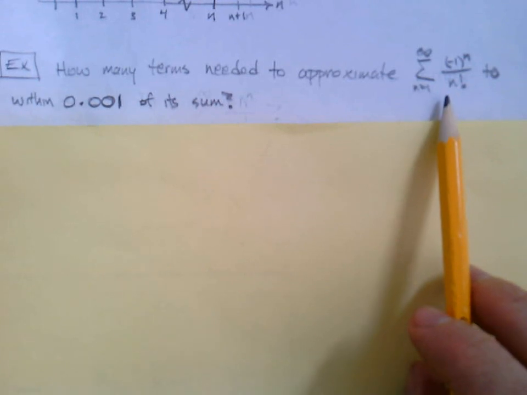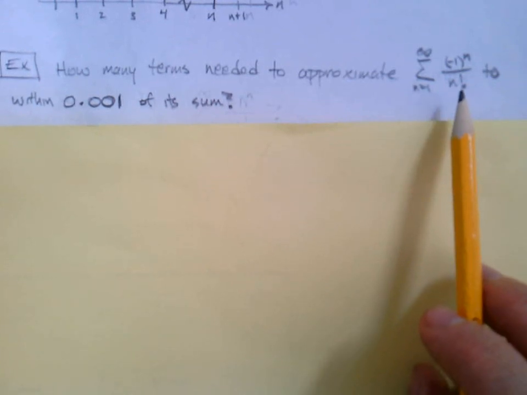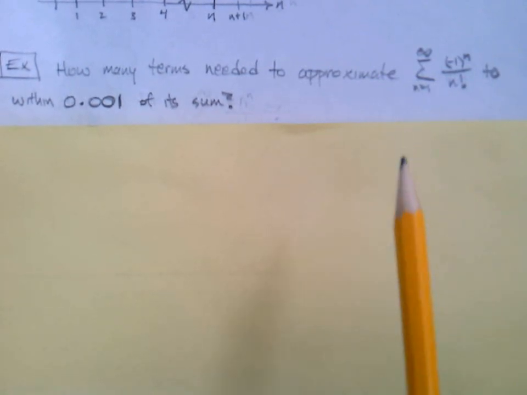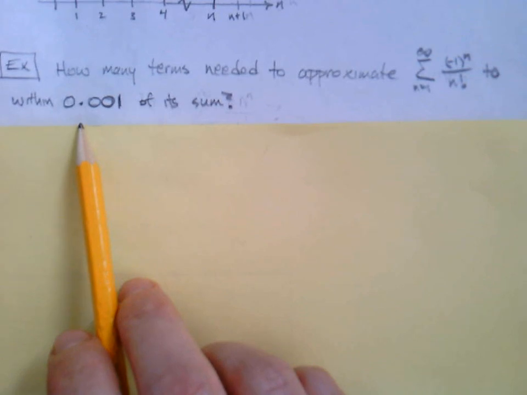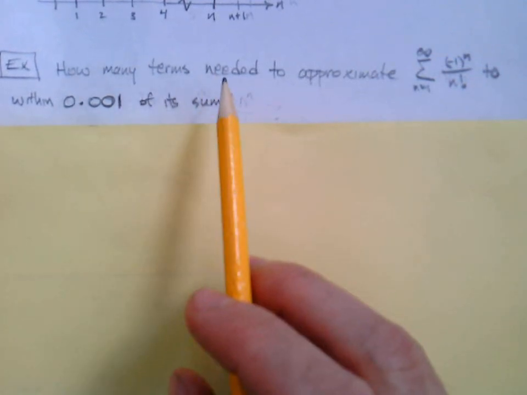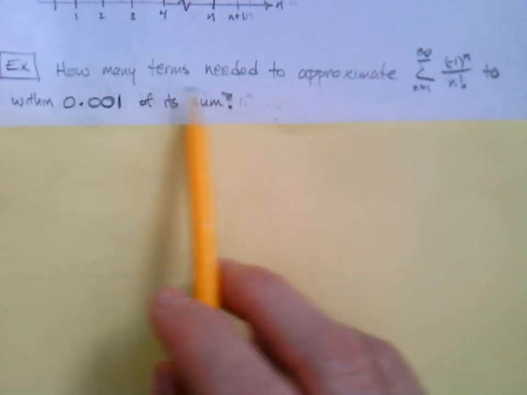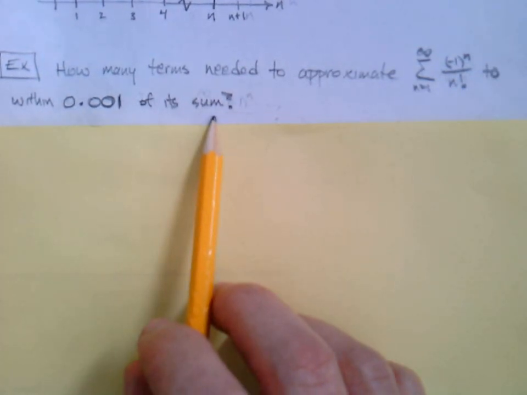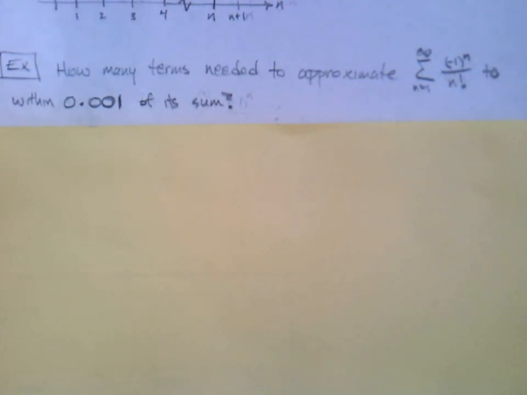If I was to apply the alternating series test, it would converge. That's really not said here. It should have been. But that's going to converge. So how many terms do I need? 10, 20, 100? How many terms of this do I need so that it comes within 0.001 of its actual sum? Then we could add up those terms and have a really good approximation.